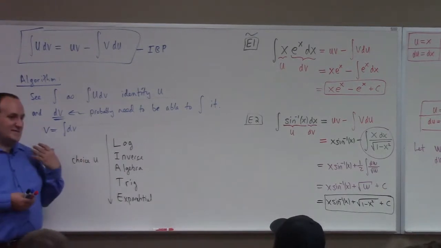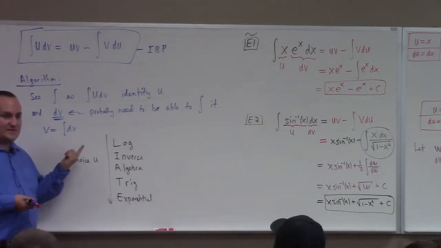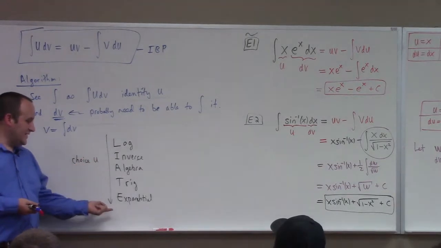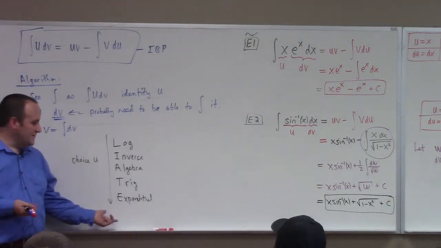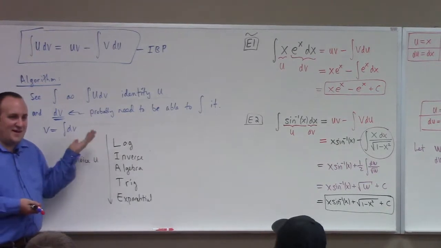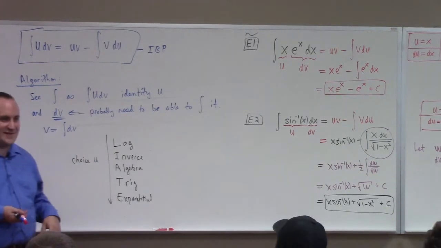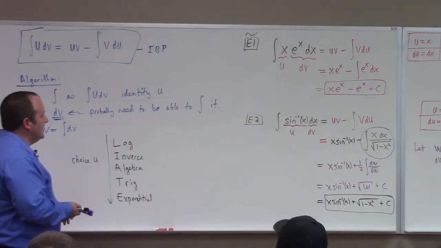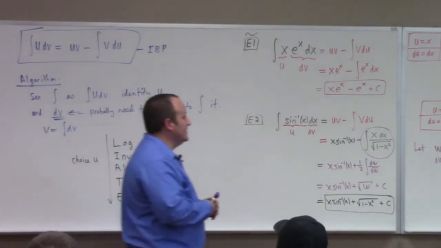And it doesn't make sense to me at all, because logs are inverse functions and exponentials are inverse functions of some function. I don't see these as mutually exclusive categories. It doesn't even make sense, this classification scheme. But whatever. Example 1, let's see how it worked.